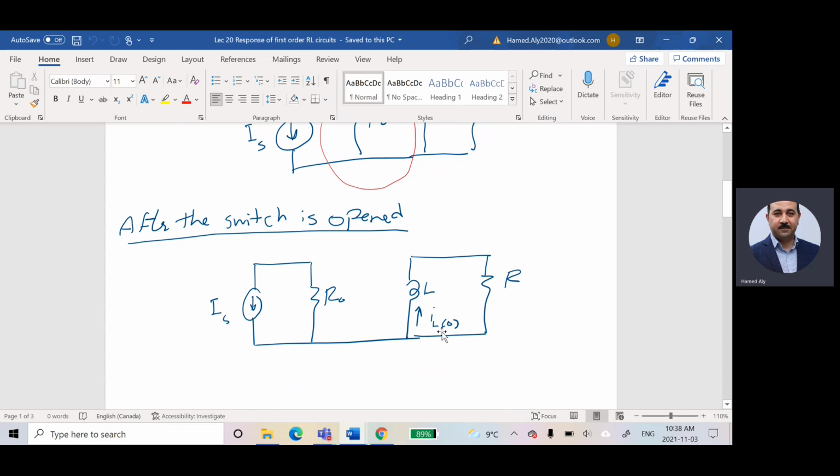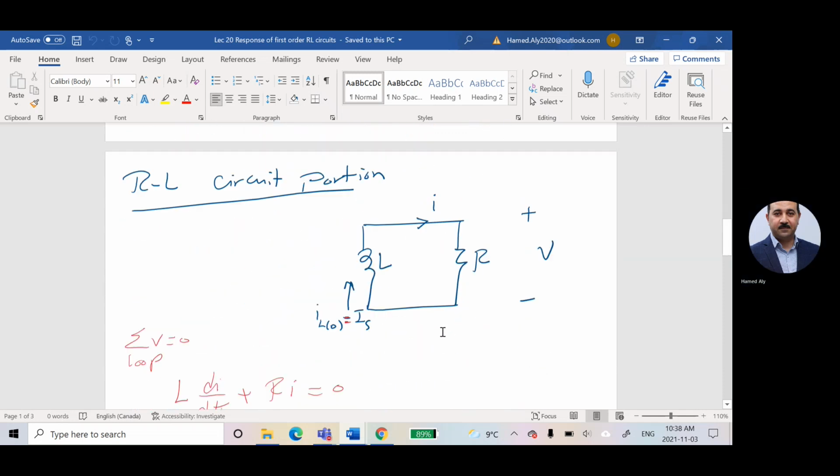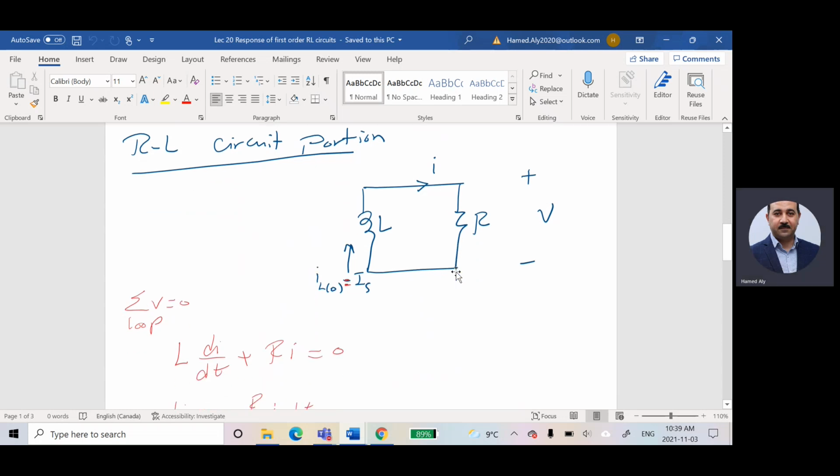So I have an initial charge here, which is equal to IL of 0. Then I try to find the relation between the voltage and the current using the equations that we learned before. We said that the summation of the voltages is equal to 0 for that loop. The voltage across the inductor is equal to L dI by dt, and the voltage across the resistor is equal to R multiplied by I. Based on that, I wrote these two terms, and I told you that this is a first order differential equation.